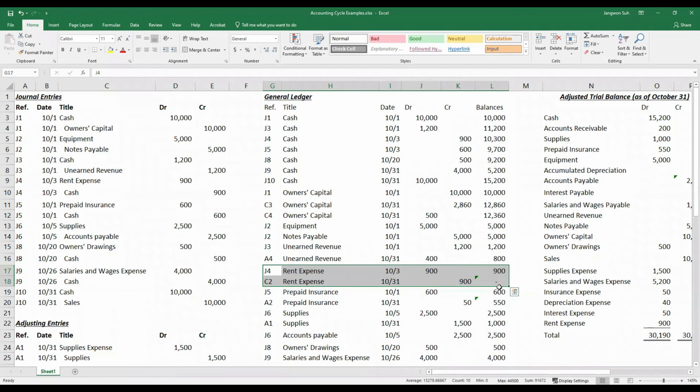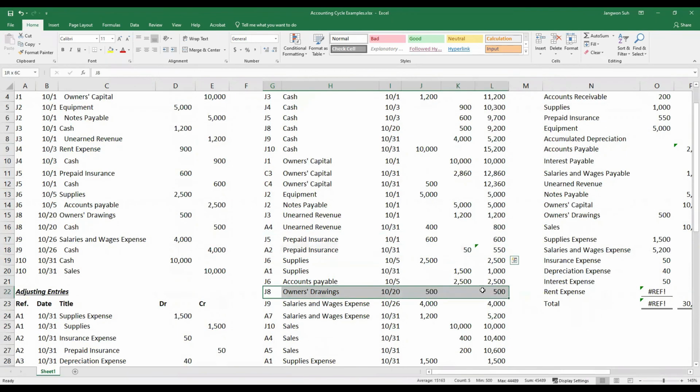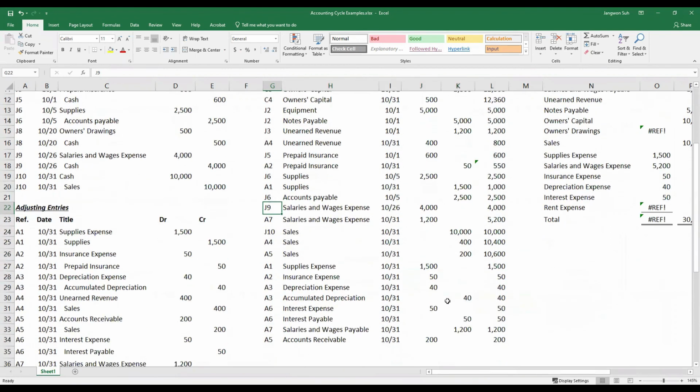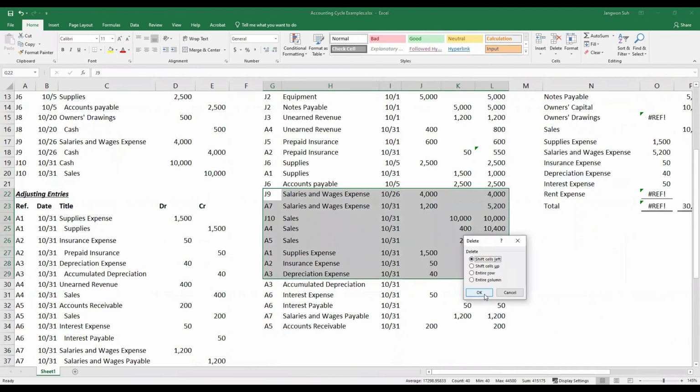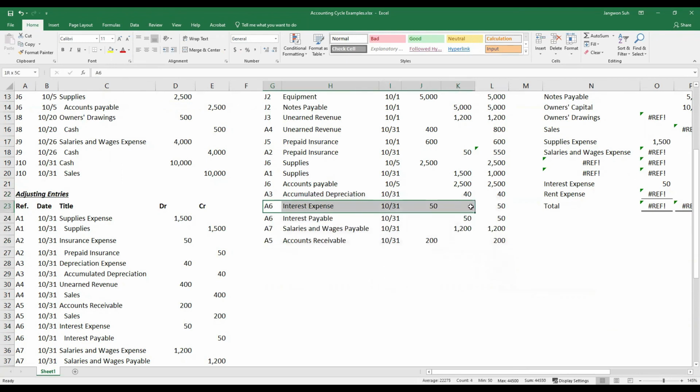Any questions? Oh, this is an online class, so you cannot ask. Okay, so let's just erase it. The same for owner's drawing, it is zeroed out. The same for salaries expense and sales expense, right? I think something is off. And yeah, another expense item. Zero it out.